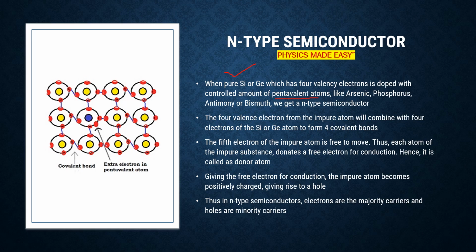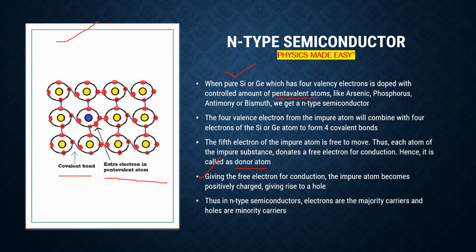In actuality, we can understand this from the figure. Four valence electrons from the impure atom combine with the four electrons of the silicon to form four covalent bonds. But the fifth one is not able to form a bond, so it is free to move inside the crystal. Thus each atom of the impure substance donates a free electron for conduction, and hence it is known as the donor atom. Giving the free electron for conduction, the impure atom becomes positively charged because it gives rise to a hole.